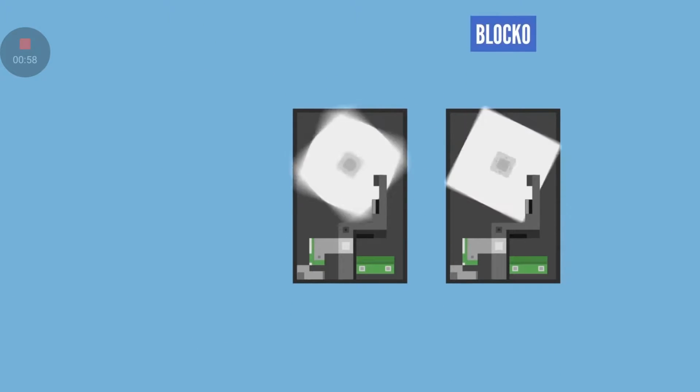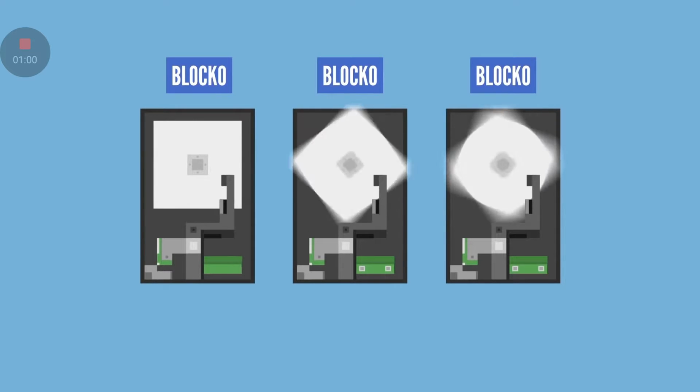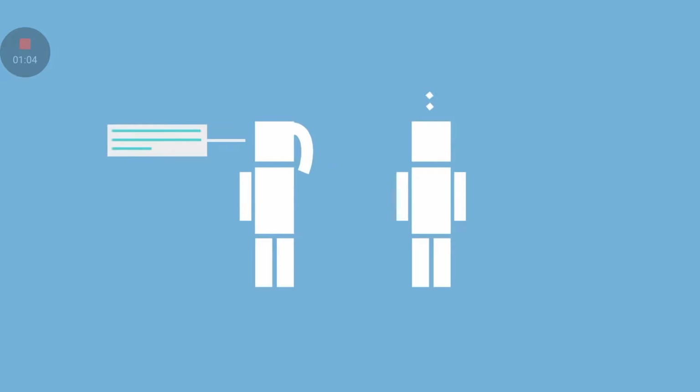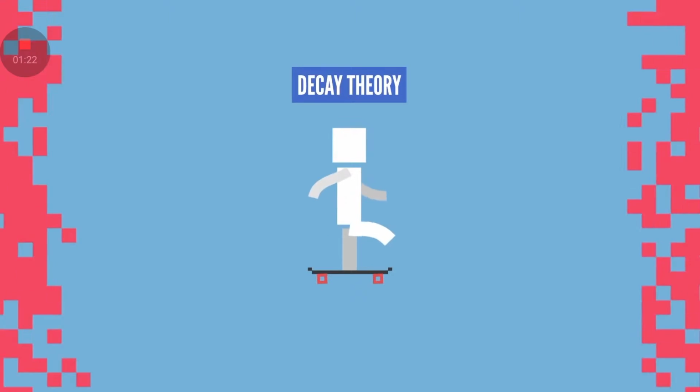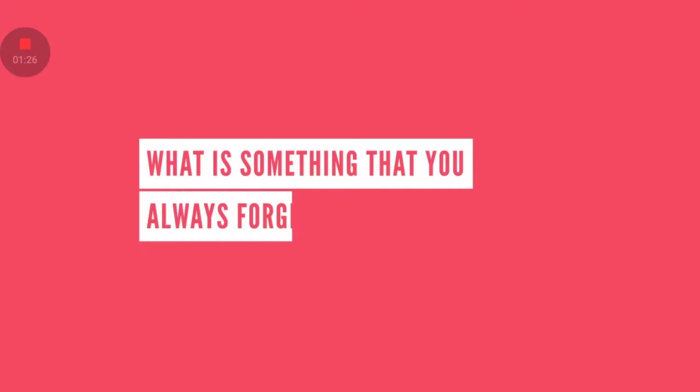But problems arise when there is more than one memory associated with a given cue. If you ever met someone who looks like an old friend, it may be difficult to remember this new person's name, because that face and the memories are interfering with each other. Decay theory states that a memory slowly fades over time if it's not rehearsed often. So if you do not frequently think about something, you'll forget it. It makes sense, but you also have to be paying attention in the first place if you ever want to recall that information. So what is something that you always forget?